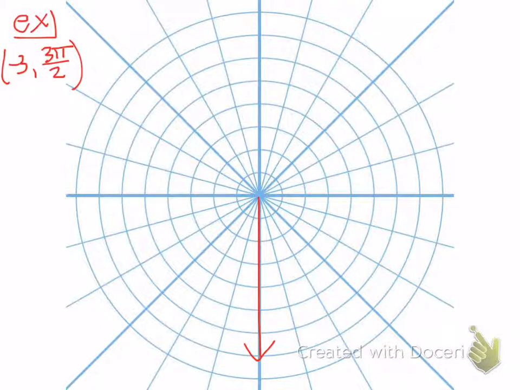regardless, I'm still going to be 3 circles away, but because it's negative, I go in the opposite direction. So I have 1, 2, 3 circles, and I go the exact opposite direction of where my ray is pointing. So there's our final answer for that coordinate. So let's try one more.